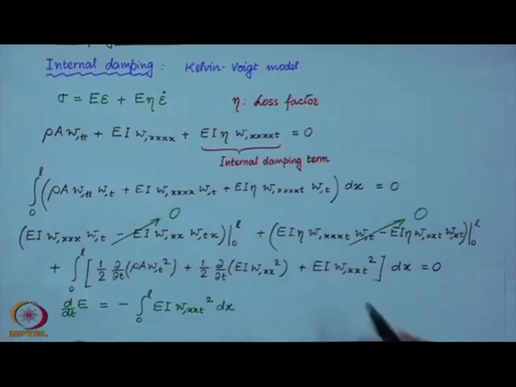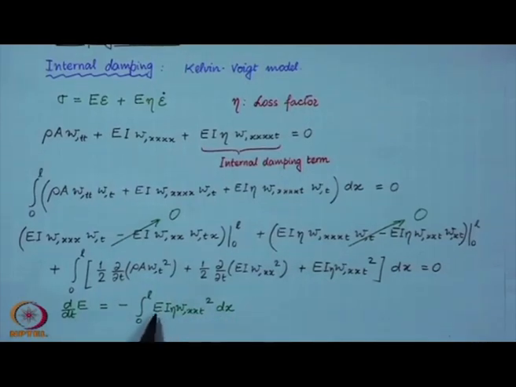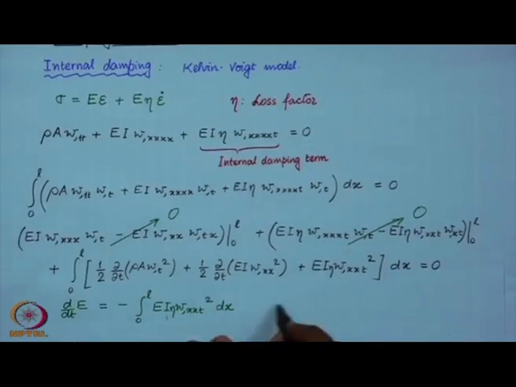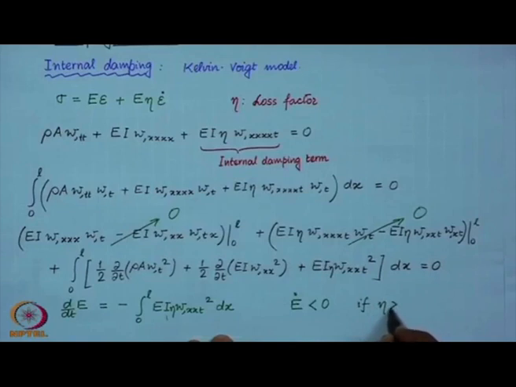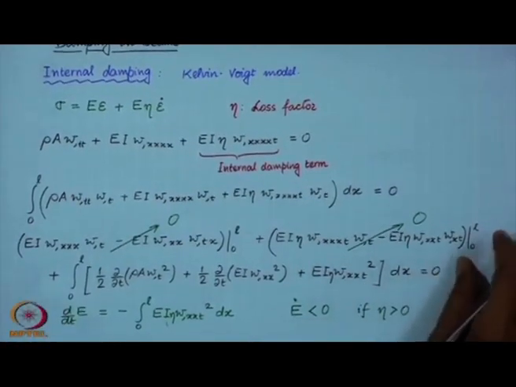Now, if there is an eta as well, so now E is positive, I is positive. If eta is also positive and this is a squared quantity, so this is a positive quantity. Integrated over the length of the beam, this must be a positive quantity if eta is positive, and therefore the rate of change of energy is negative, which means that energy always reduces. So, if this loss factor is positive, then this term is going to drain the mechanical energy.